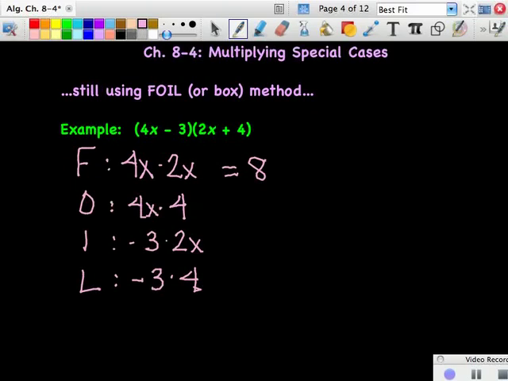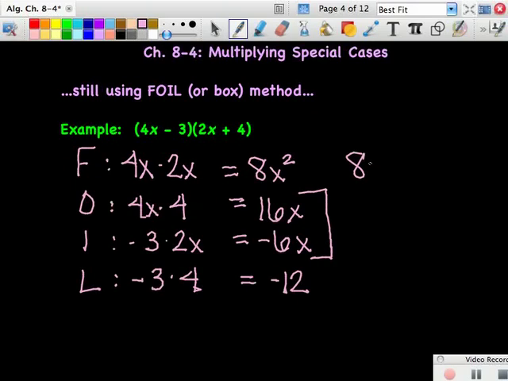So we end up with 8x squared, 16x, negative 6x, negative 12. Combine your like terms, which would be these two right here, and we get 8x squared plus 10x minus 12. Ta-da! Alright, so remember that's your FOIL.